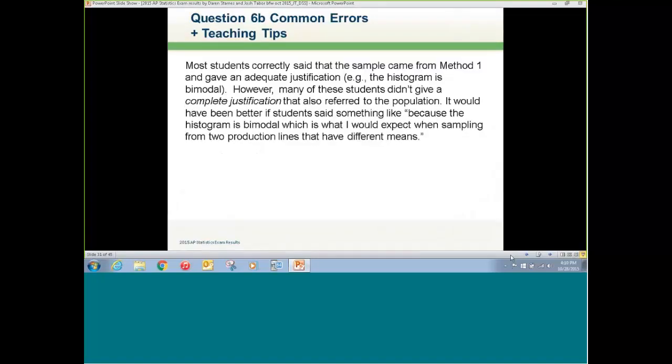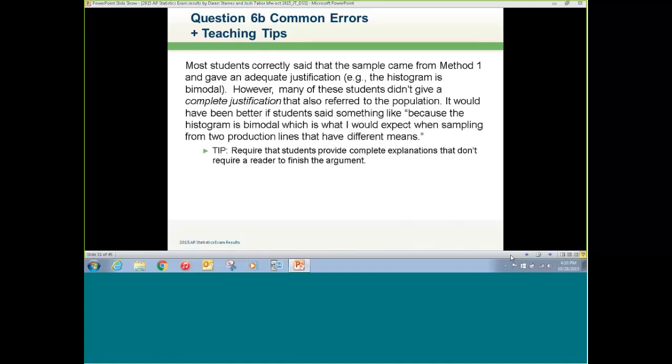So some common errors and teaching tips. Most students correctly said that the sample did come from method 1. In fact, Part B was probably the best scoring part of all 6 of them. And many gave an adequate justification, for example, by saying the histogram is bimodal. However, many of these students didn't give a complete justification that also referred to the population. For example, it would have been better if students had said something like, because the histogram is bimodal, which is what I would expect when sampling from 2 production lines that have different means. So they often gave us the first half and not the second half of that argument.